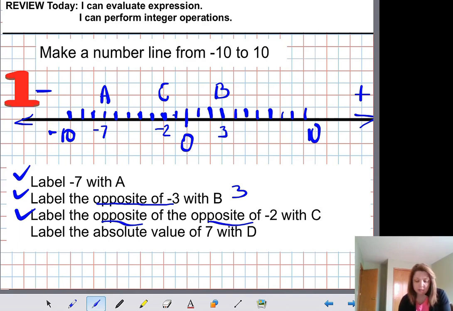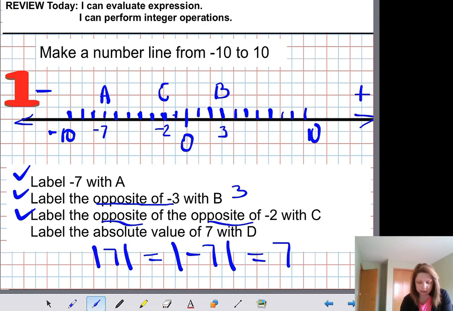And the last one is label the absolute value of 7. I want you to think back about when we talk about absolute value, and hopefully you remember the definition that absolute value is always equal to a positive number. So if I have given absolute value of 7, this will be the same as absolute value of -7. Both of those will always be equal to +7. So +7 will be here, 4, 5, 6, 7. And that will be marked with letter D. With this, we just completed the first example from the practice review.